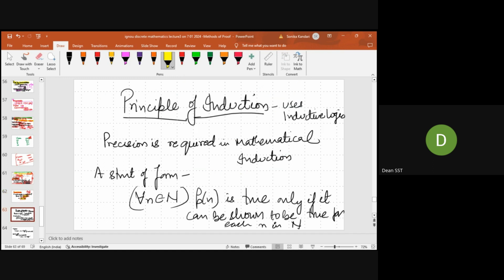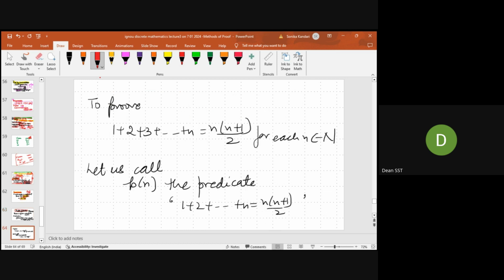Then we have another method, that is method of principle of induction. Have you heard of it? Principle of induction? Yes. Have you heard of it earlier? Yes, ma'am. Okay. What is it? Ishma. Okay.